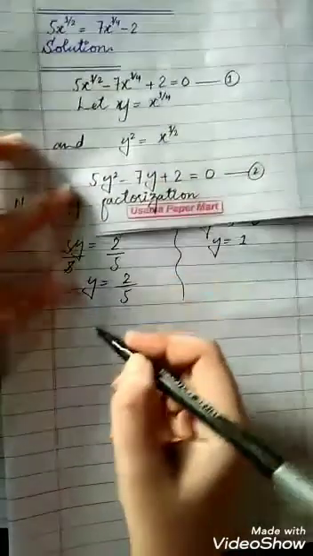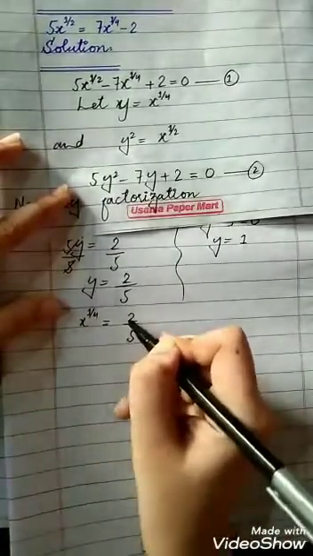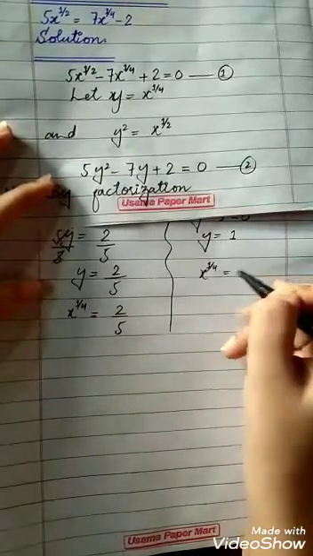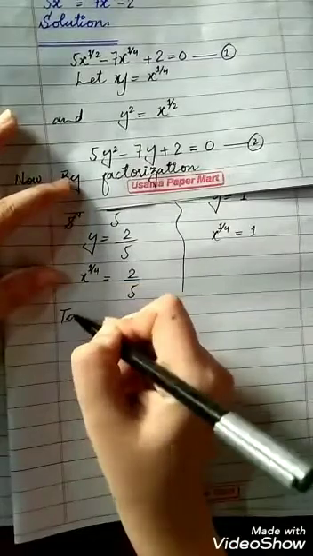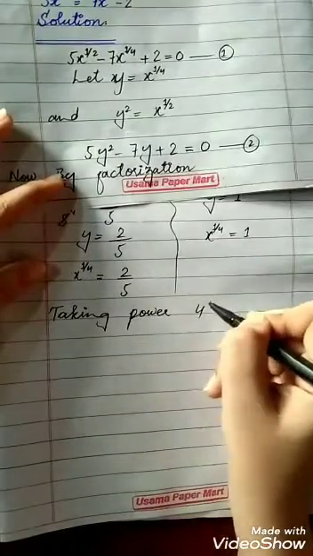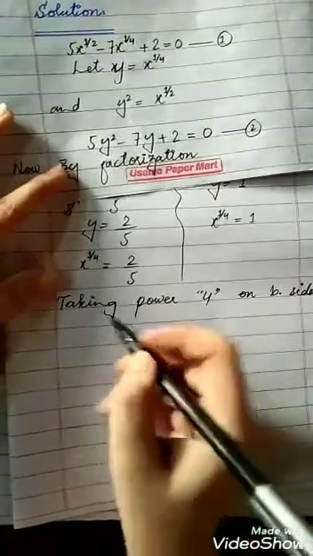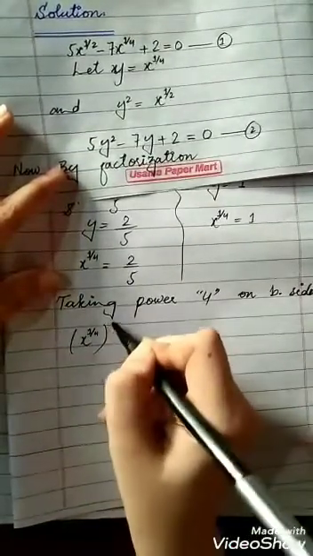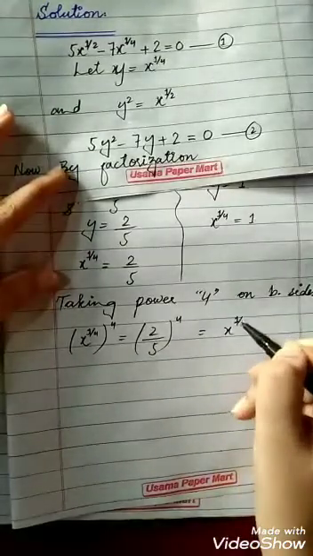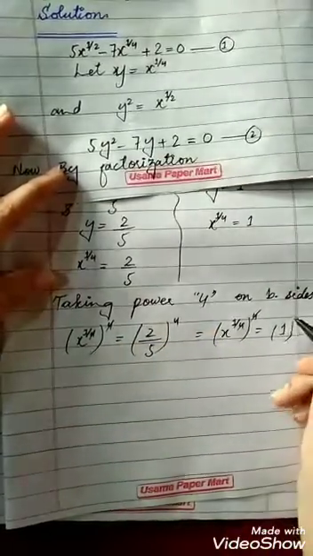Y is equal to x power 1 by 4, so we will place it: x power 1 by 4 is equal to 2 by 5. But we need the x value, so we will take power 4 on both sides. So x power 1 by 4 whole power 4 is equal to 2 by 5 whole power 4, and x power 1 by 4, because we are taking power on both sides, it cancels, and we get x.